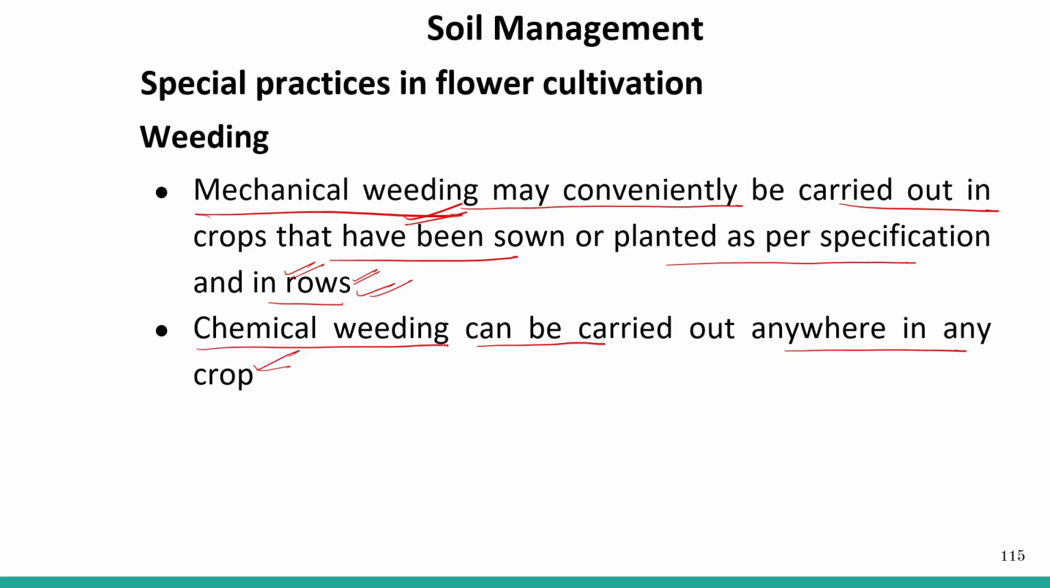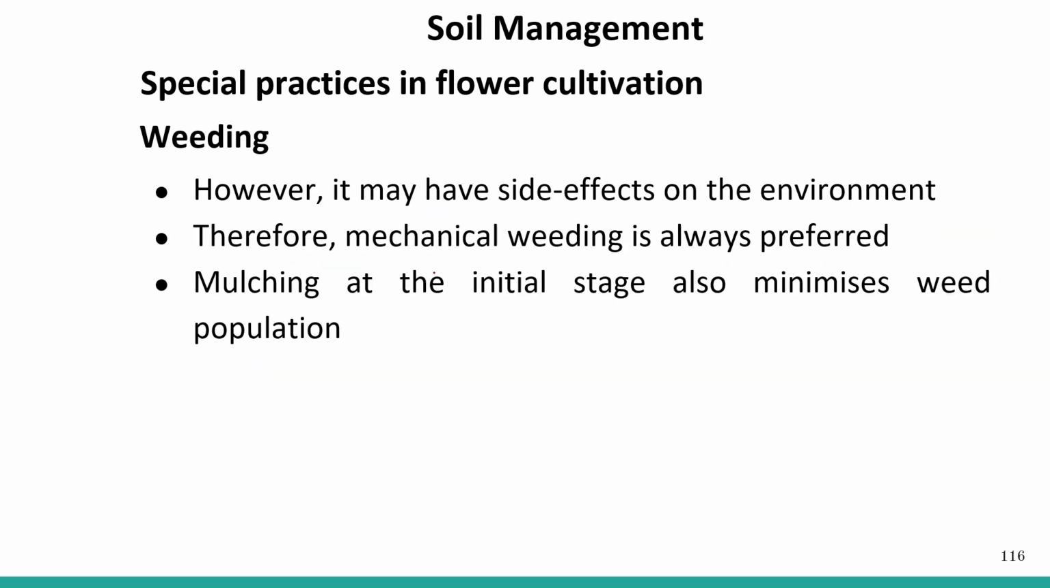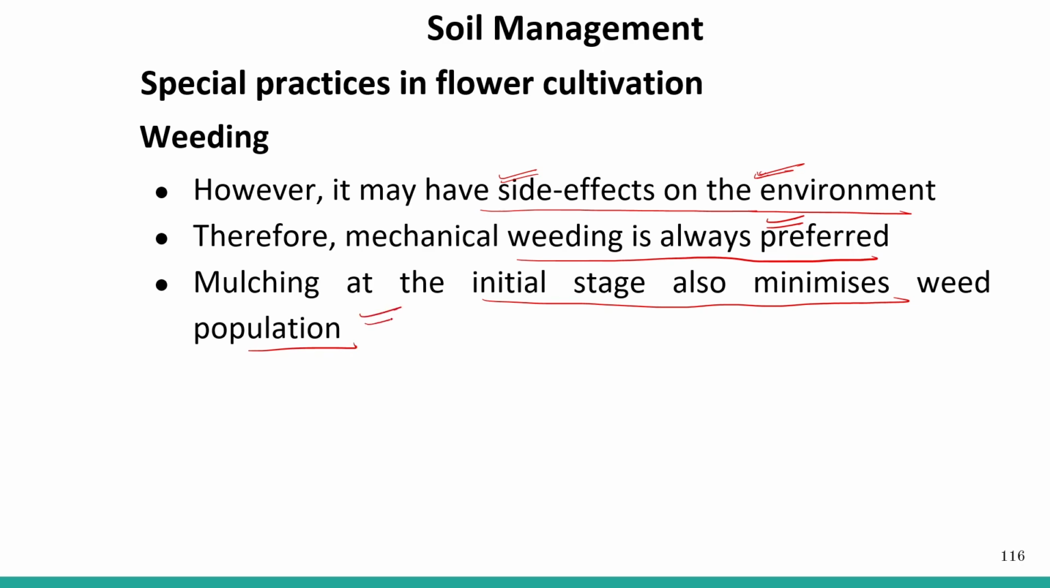So we are also having one more option of using the chemical weedicides. However, it has side effects on the environment. I've told earlier that the weedicide should be avoided because it has side effects or ill effects on the environment. Therefore, mechanical weeding is always preferred, and mulching at the initial stage also minimizes the weed population.